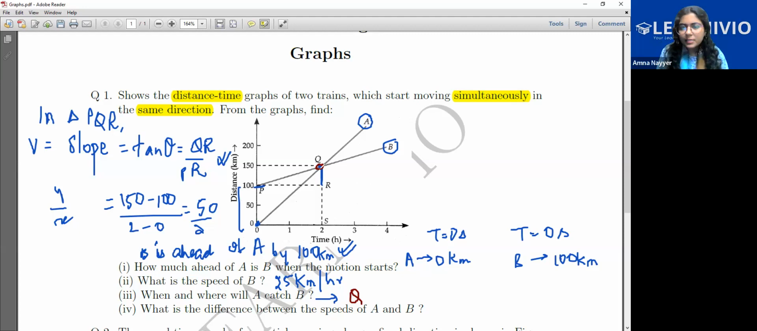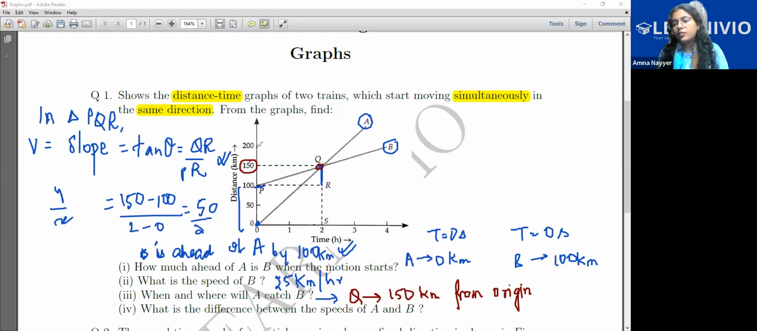If I say 100 kilometers from the origin, that's correct, this much distance. If I want to say at this point, now I know that they both are intersecting at this point. By looking at the graph, you can see they both are intersecting at this Q point. Now you have to describe it. So see, distance, if you look through the graph, this is 150. So when and where, 150 kilometers from the origin, so at least this exact value can be traced from the origin.